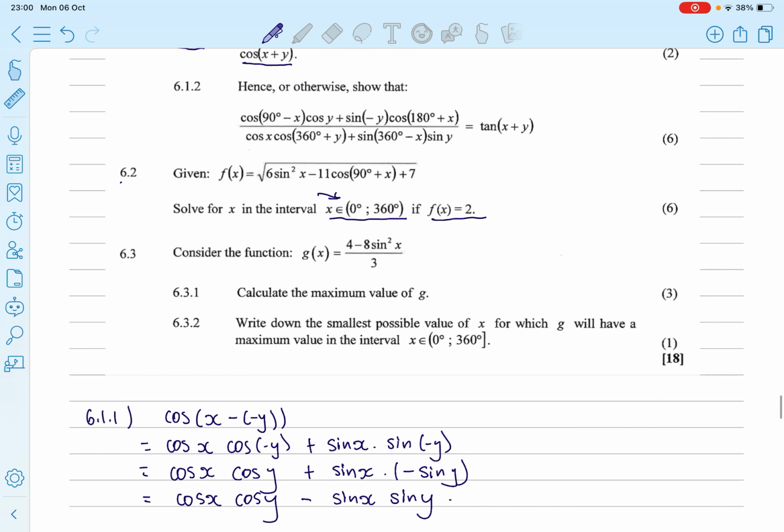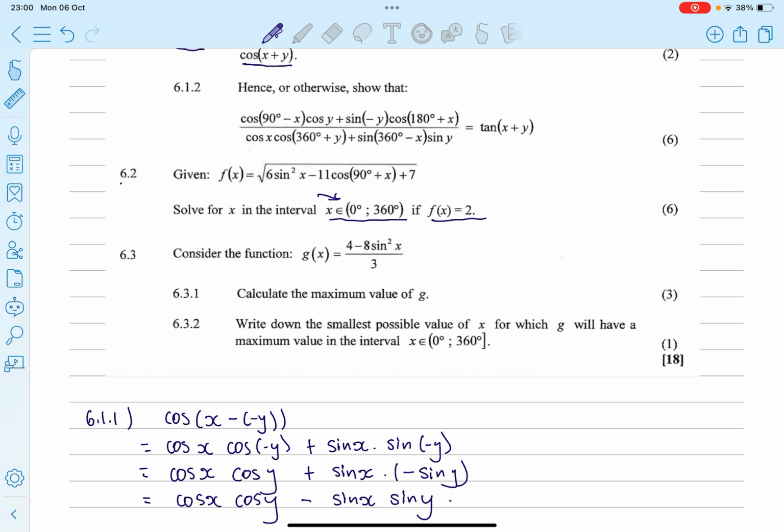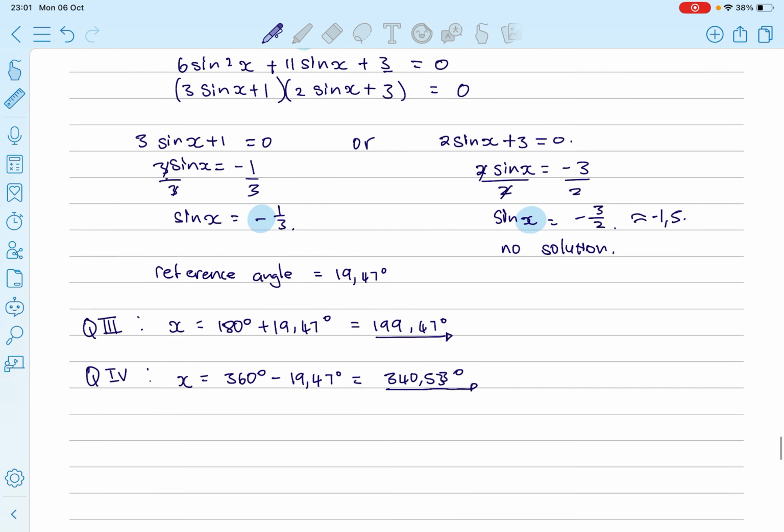Okay, now moving on to 6.3.1. Let's look at that function. So we've got g of x, and we need to calculate the maximum value of g. Now, before we try and figure out how to calculate the maximum, we can actually simplify this equation because we can identify that it appears that there is the double angle for cos over here. So let us simplify that and see.